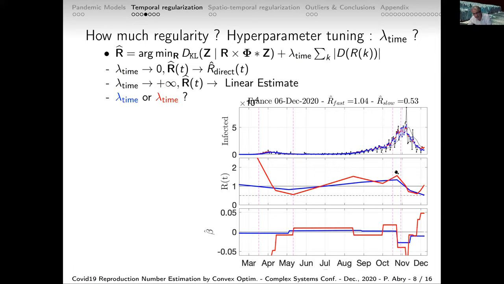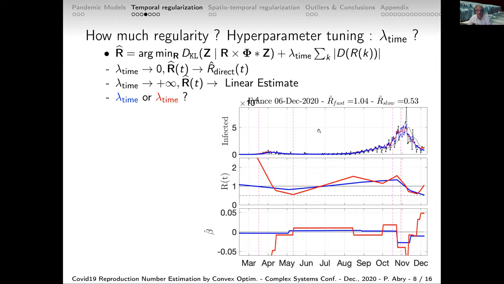So what we found out by inspecting the data for many countries is that we find a blue and a red choice here, corresponding to a slow and a fast estimate from which you get these two estimations. So we're going to now discuss two estimates, the red one, which is fast and which permits to see trends, and the blue one, which is slower and which is less prone to see changes. This is just the derivative of this R of T, just to see where the changes are.